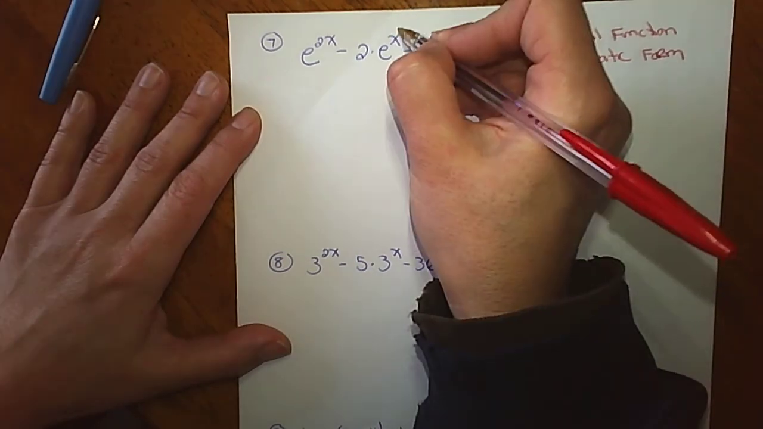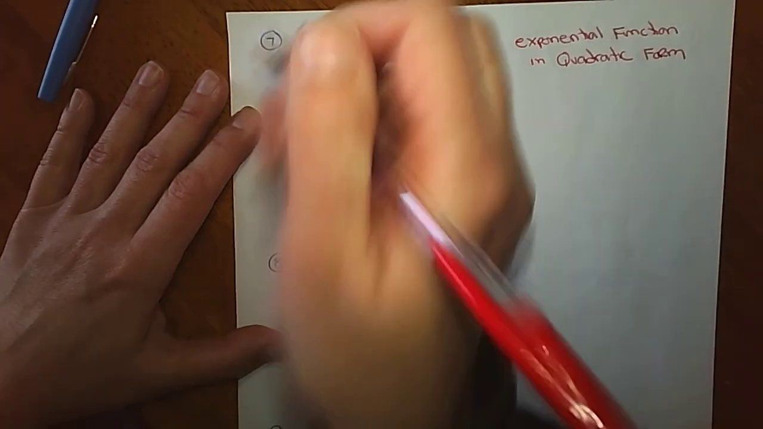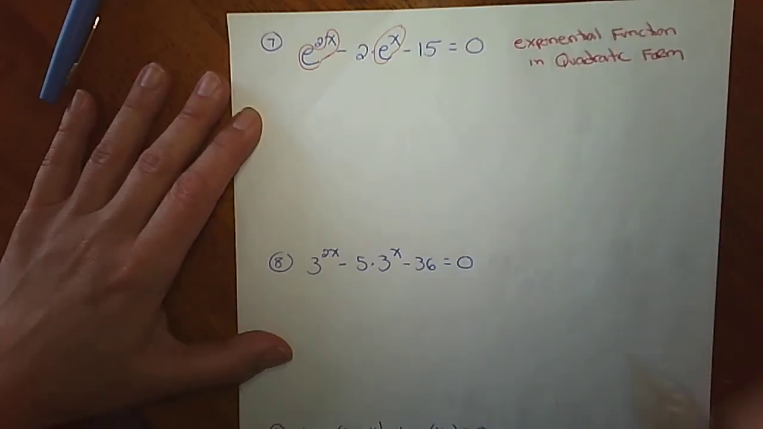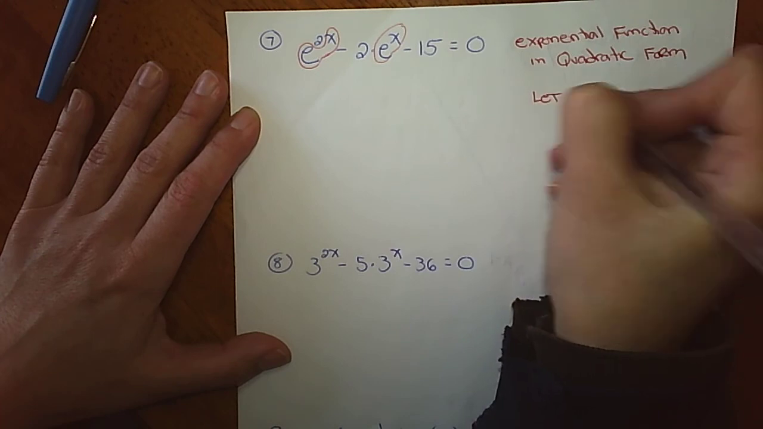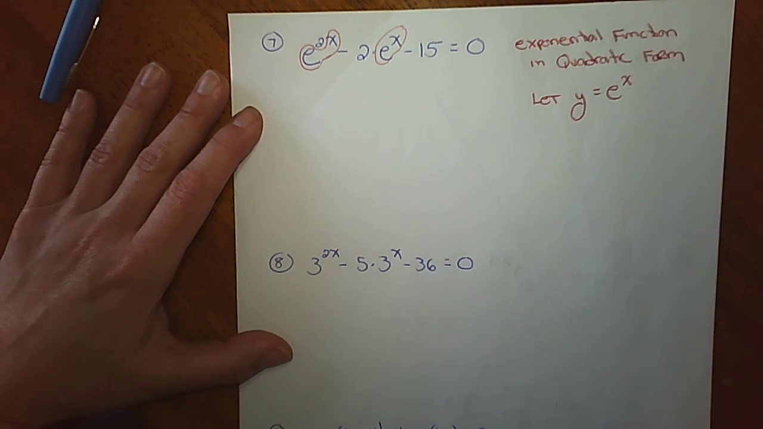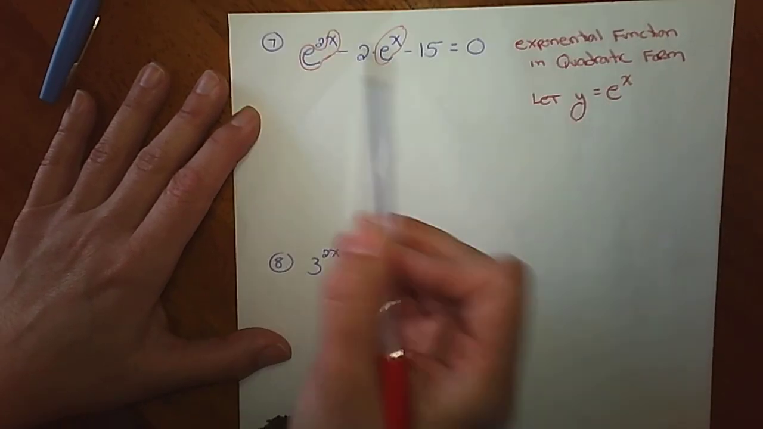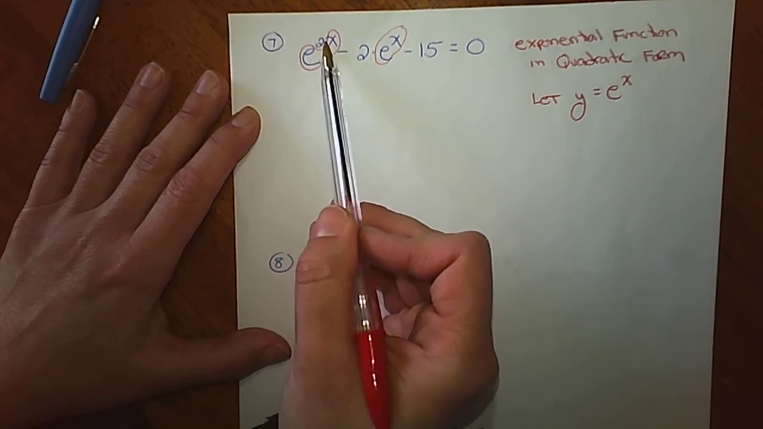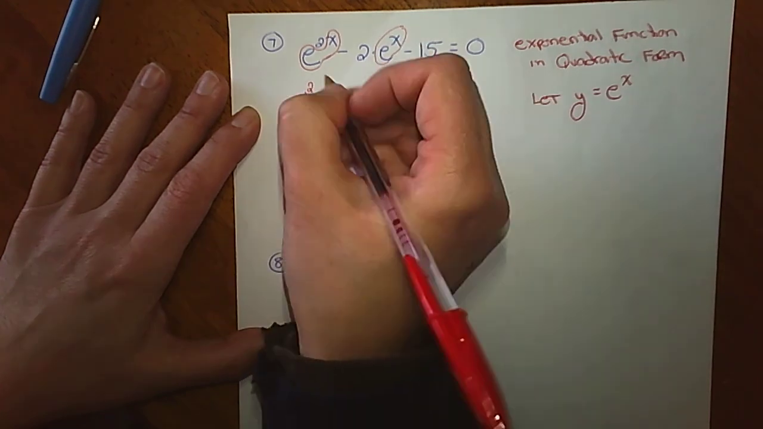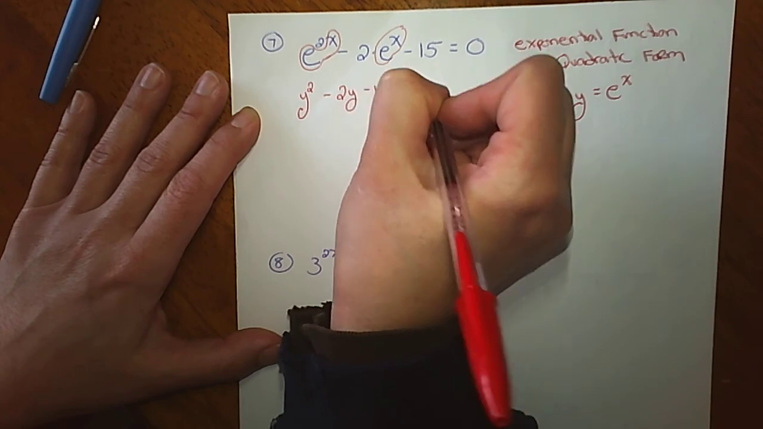Well, I want you to notice something right here. See how there's an e to the x there? See right there how there's an e to the x? Watch what I'm going to do. I'm going to let y equal e to the x. So now every time I see an e to the x here, I'm going to substitute in a y. So right here I'd be y with a squared on it. So this guy becomes y squared minus 2 times y minus 15 equals 0.